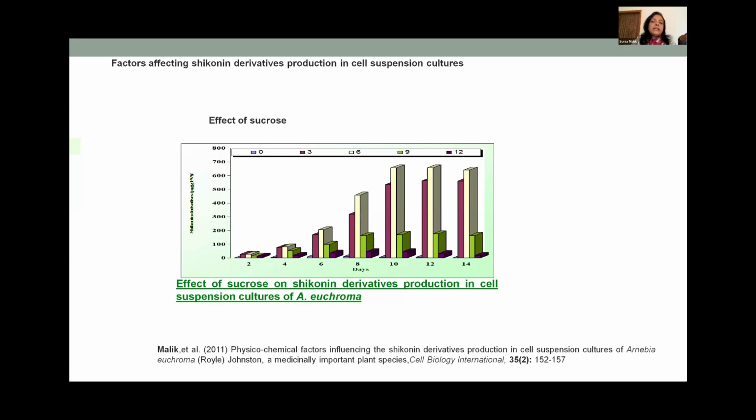What we observed was that as we kept increasing the sucrose concentration to 12%, the pigment production increased. So it proved that sucrose acts as a kind of stressing agent, because it sometimes also acts as an osmoticum, and it also interferes with the plasma membrane and other biosynthetic pathways of the cell and gives rise to shikonin production, as we observed through this experiment.